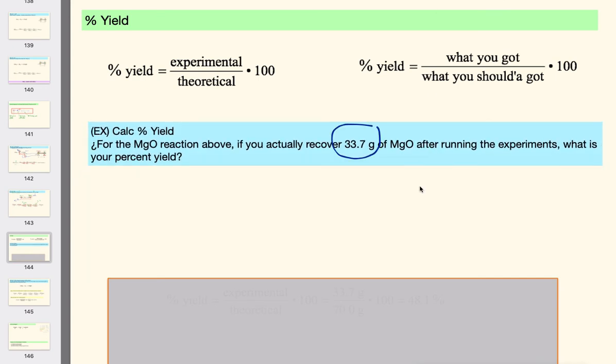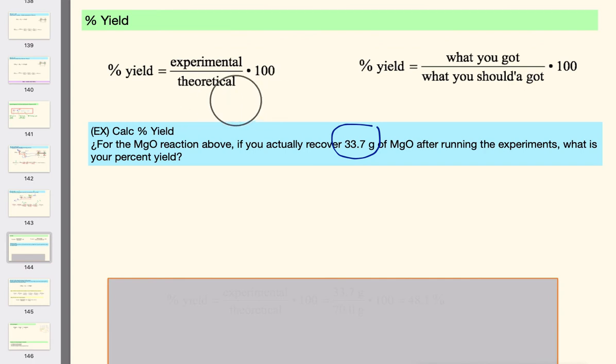Okay. So what is percent yield? It's your experimental amount. That is how much you actually recover. Some textbooks will call this the actual amount. Some will call it the experimental, as I've shown here. Some might call this the lab. Okay, and the theoretical.